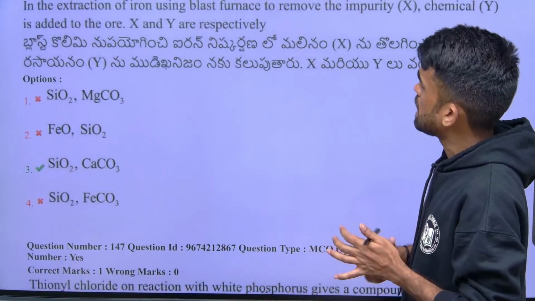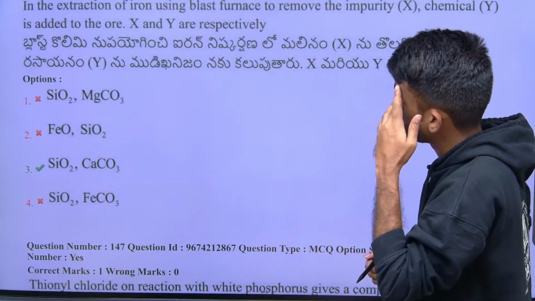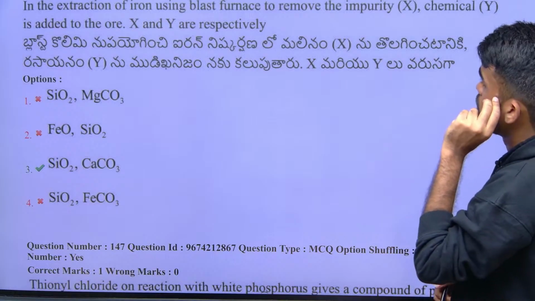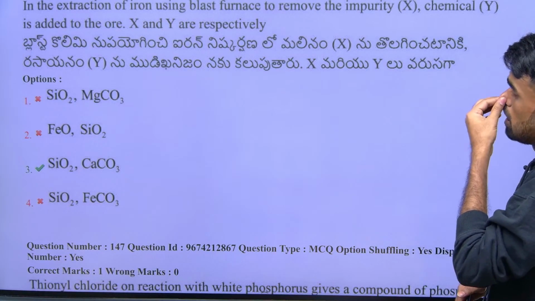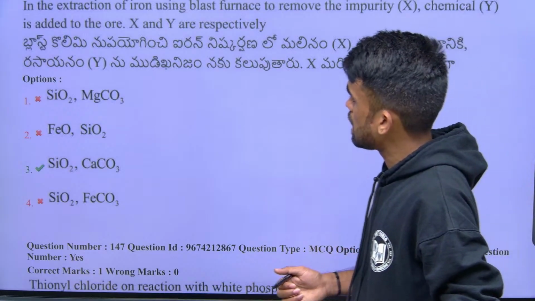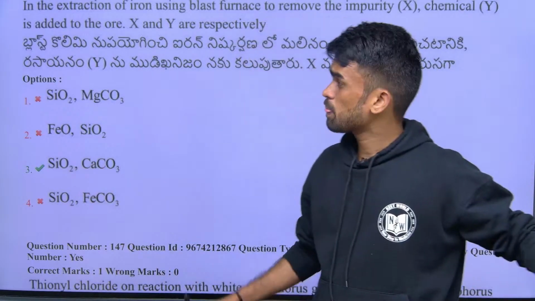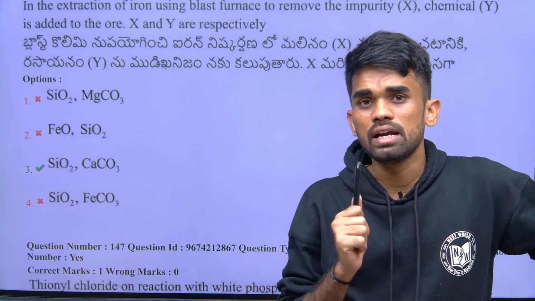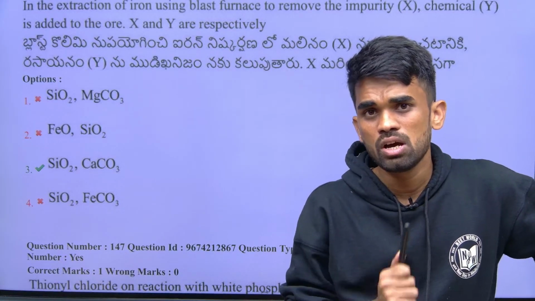Next, in the extraction of iron using a blast furnace, to remove the impurity X, the chemical Y is added to the ore. What are X and Y? What is the impurity present? Silica is present. In the iron extraction in the blast furnace, we have silica as the impurity. In order to remove that, we add calcium carbonate.